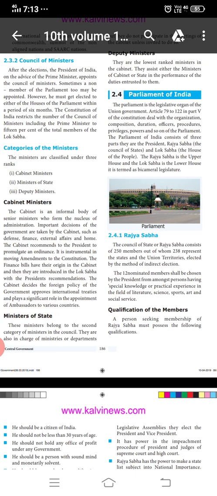Rajya Sabha can also be called the Council of States, and it is the upper house. At the same time, we can call the Lok Sabha the House of the People, and it is also called the lower house. So the differences between them: Rajya Sabha is the Council of States and the upper house, and Lok Sabha is the House of the People and the lower house.